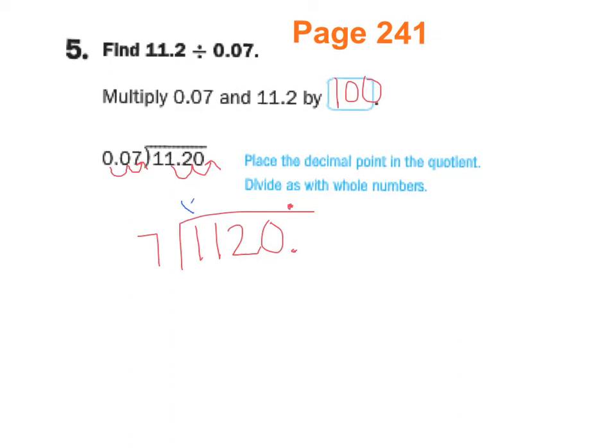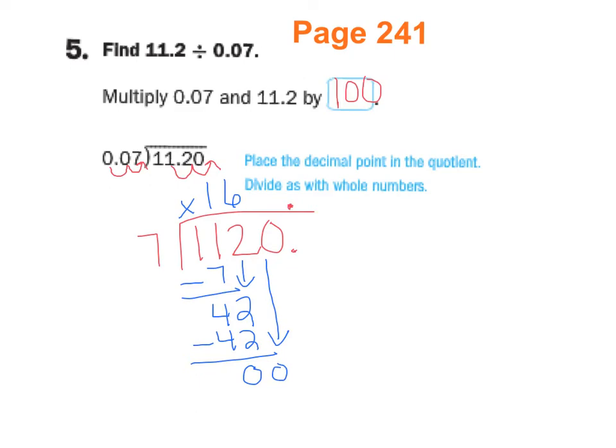1 does not divide by 7. 11, 7 goes into 11 one time. Multiply, subtract, bring down. 42 divided by 7 is 6. 6 times 7 is 42. Subtract. Ooh, I got 0. And I bring down, and I still have 0. Oh, I must be done. Except I have this empty space here. I got to make sure I fill in a 0. My answer isn't 16. My answer is 160.